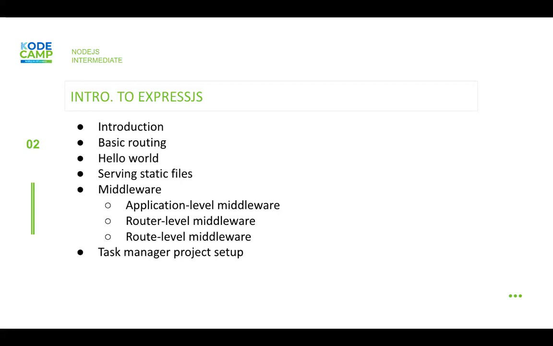Template engines. Express itself doesn't come with a built-in template engine, but it's easy to integrate popular template engines like EJS, Handlebars, or Pug to dynamically generate HTML pages on the server side, something like that. And then static file serving. Express makes it easy to serve static files like CSS, JavaScript, and images, and all of those things, which is a common requirement in web applications.